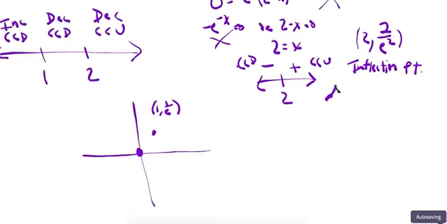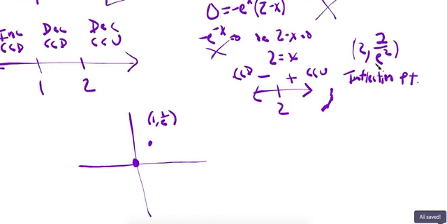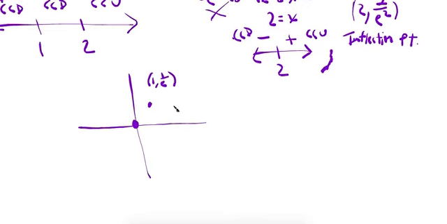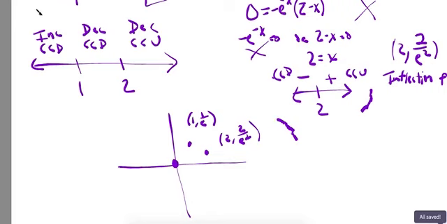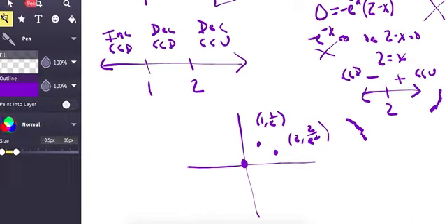We have an inflection point at 2 comma 2 over e squared, which is height-wise smaller than this. So we'll just call that 2 comma 2 over e squared. Boom. And now we just create the sketch based off of the information that we gathered.